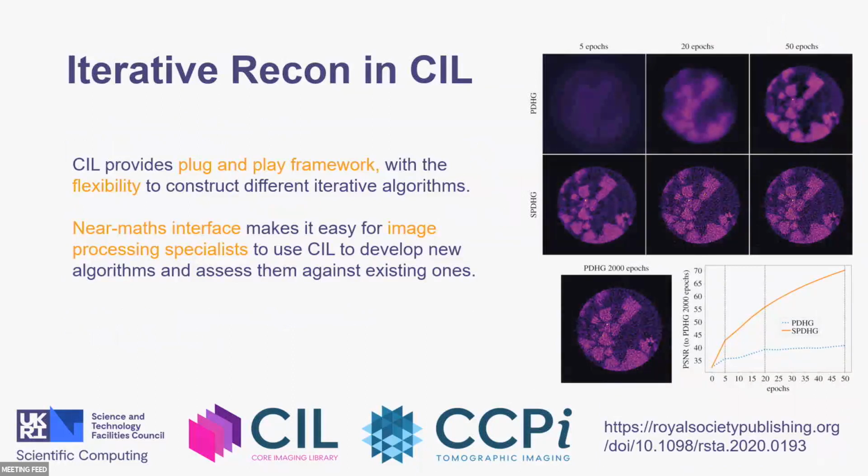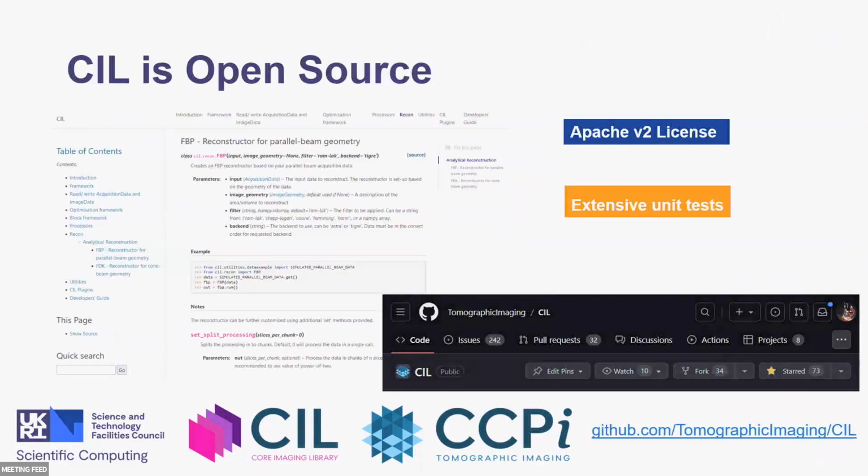SIL provides a plug-and-play framework, which has the flexibility to construct different iterative algorithms, because we need different algorithms to solve different kinds of problems. It has a near maths interface that makes it easy for image processing specialists to use SIL to develop new algorithms and assess them against existing ones. So we try to make SIL as easy to use as possible. And that's something that we're still working on.